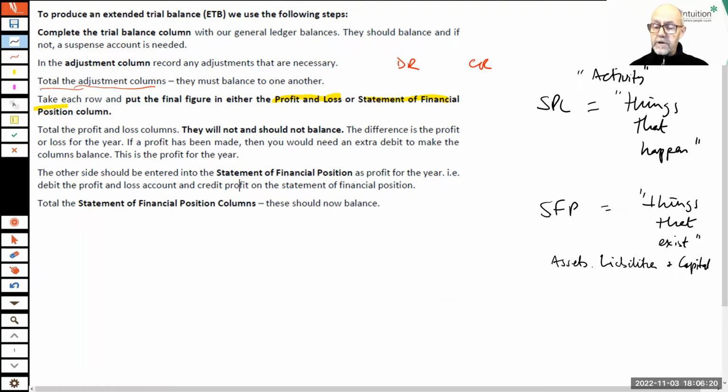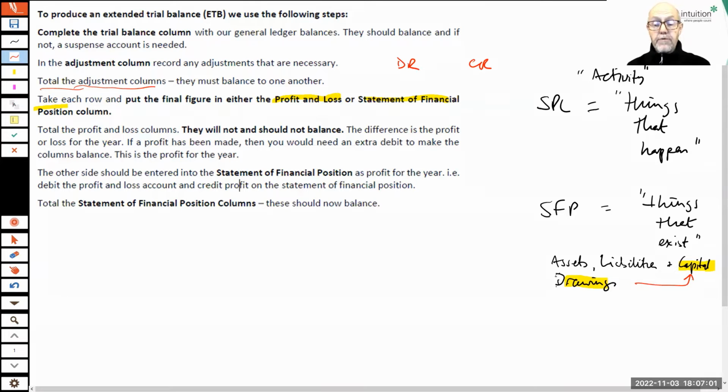But there is, of course, the one exception that just spoils that rather neat analysis, the dog in the manger, and that is, of course, drawings, which, although drawings are a thing that happens rather than exists, they are an adjustment to capital. So that's why drawings go on the statement of financial position. Other than that, if it's an asset or a liability or anything to do with capital, it's statement of financial position. And if it's our trading activity, our business activity, statement of profit or loss.